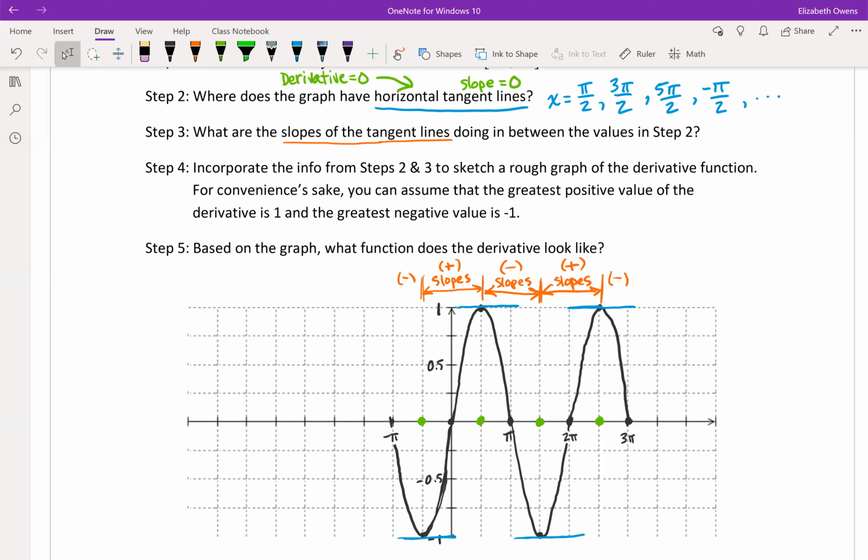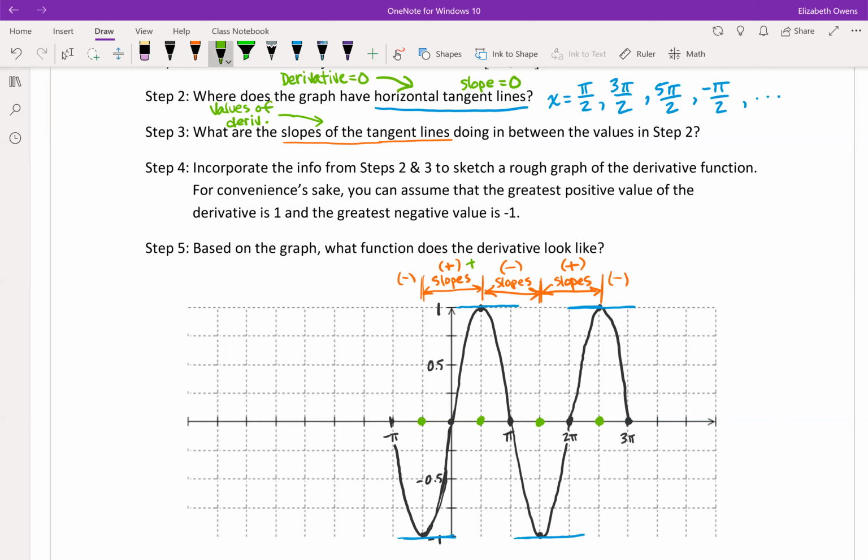Okay, now to incorporate step 3, what are the slopes of our tangent lines doing in between those values? That tells us what the values of the derivative are doing, represented by those slopes of tangent lines. So for instance, here, where we have positive tangent line slopes, that's really indicating for us now that there's going to be positive values of the derivative.